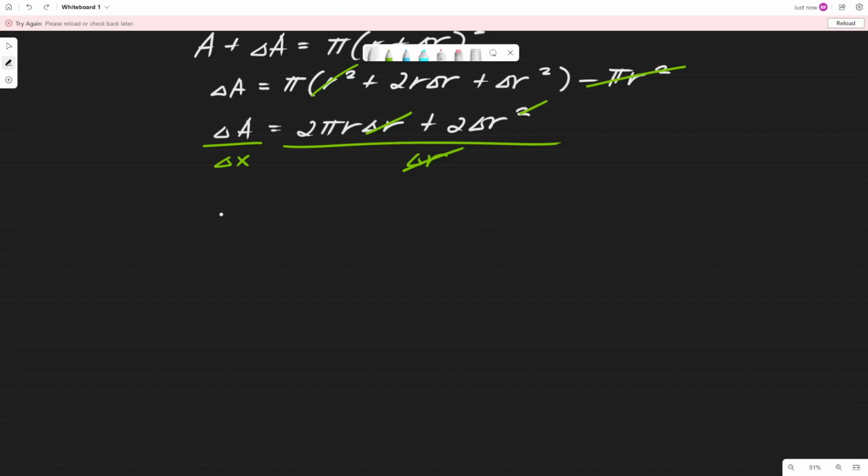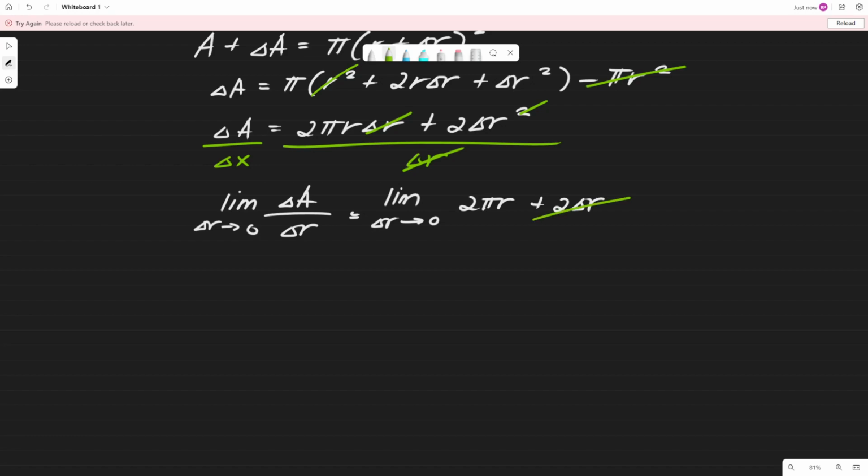So let's get the limit. The limit of the function as delta r approaches 0, okay, is equivalent to the limit, ulitin lang natin, of 2 pi r plus 2 delta r. Okay, and alam naman natin, no? So makakancel na yung 2 delta r. Okay, so therefore, our derivative, we have dA over dr is equal to 2 pi r.